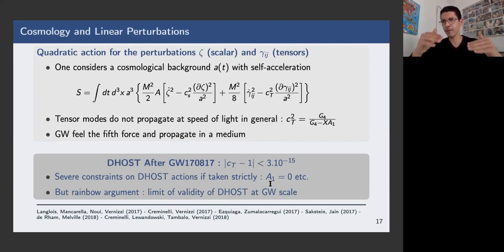constraints on DHOST actions. And we must take, here you see, A1, one of the coefficients, to be 0, because if A1 is 0, then ct square is 1, so we are fine. A1 equal to 0 means that Horndeski theories are ruled out by these constraints. And there were also a lot of other studies on the consequences of this event for DHOST theories, and it was shown that not only A1 will be 0, but most of the coefficients in the action will vanish for some other reasons that I don't have time to explain in detail.